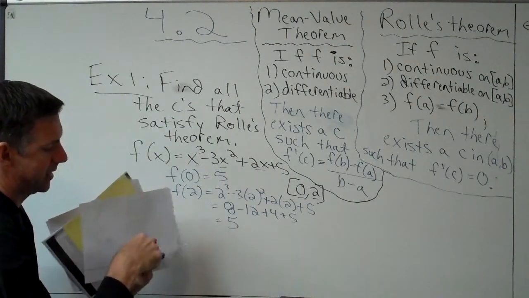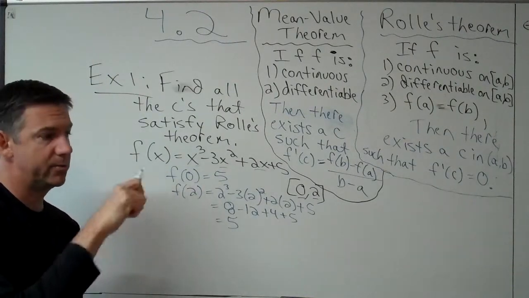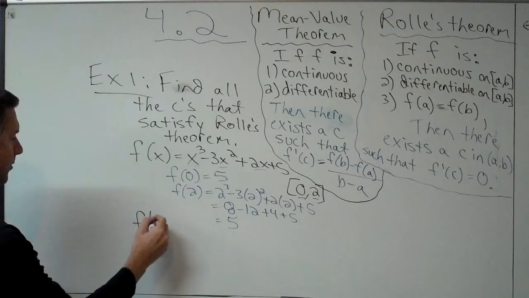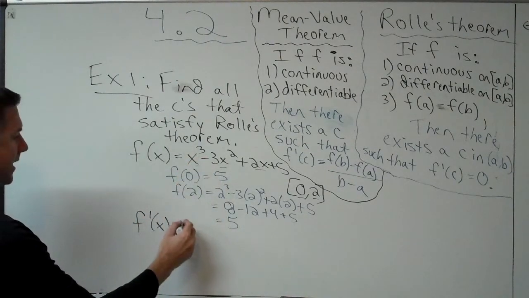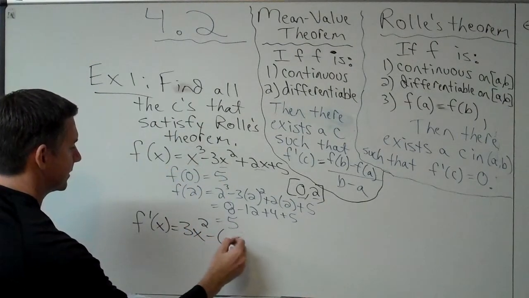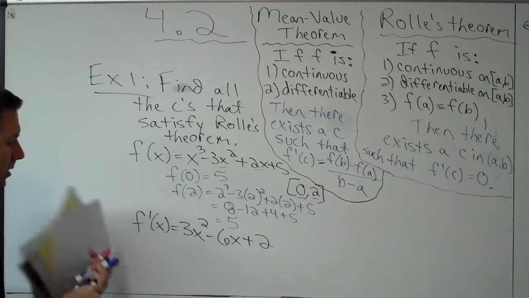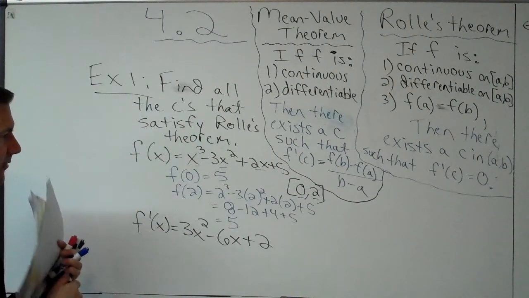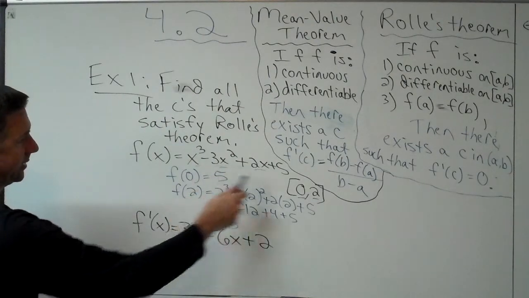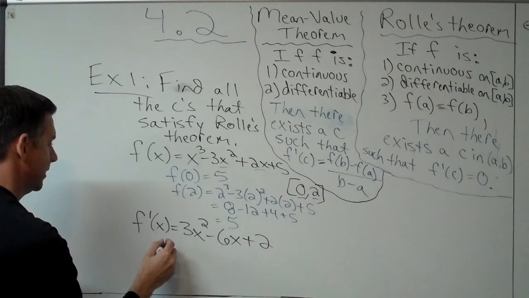So Rolle's theorem says that there must be a spot where the derivative equals the slope connecting the two endpoints. So what we need to do is find the derivative. So we have f prime of x, and that equals 3x squared, we know the derivative of this, and then minus 6x, and then plus 2. So there's the derivative. And we're going to set that equal to 0. So for Rolle's theorem, we always set it equal to 0. So we say equals 0.